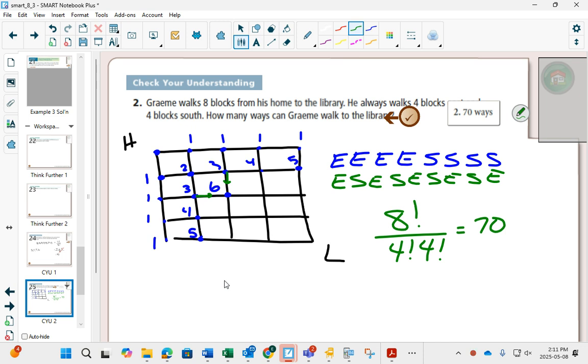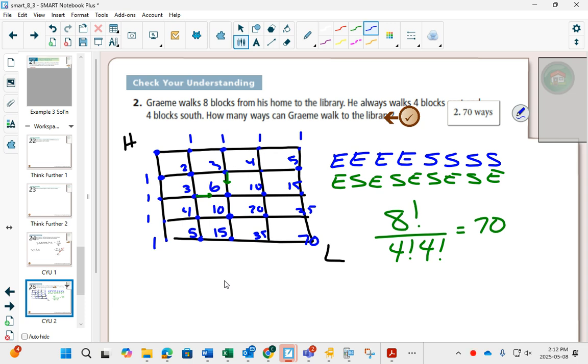What do you think this number is going to be? Right here. 10. And this one's 10. And this is 15. 10 plus 10, 20. 10 plus 5, 15. 15 and 20, 35. 35. And 70, same answer you get from counting.